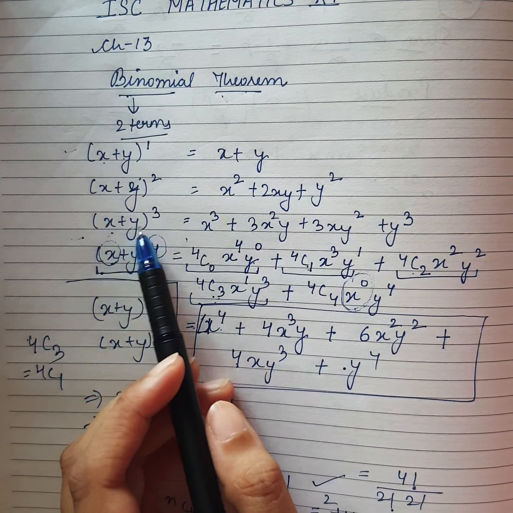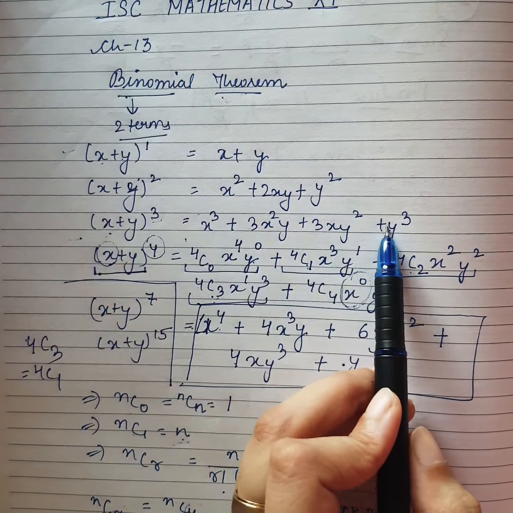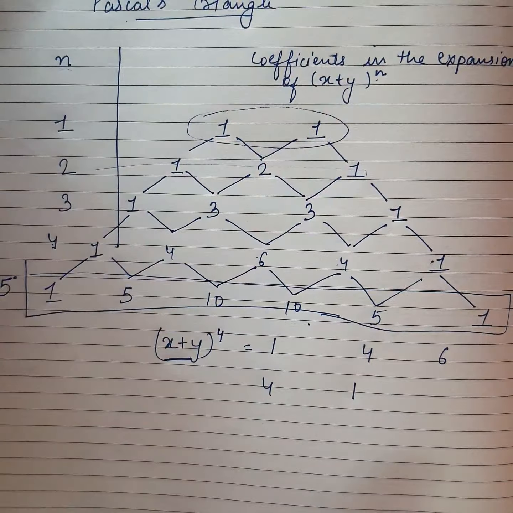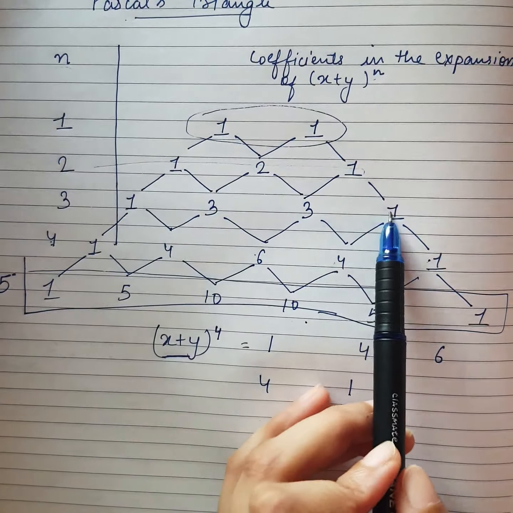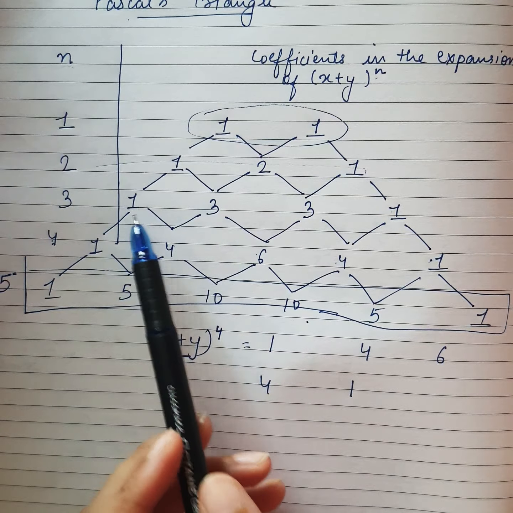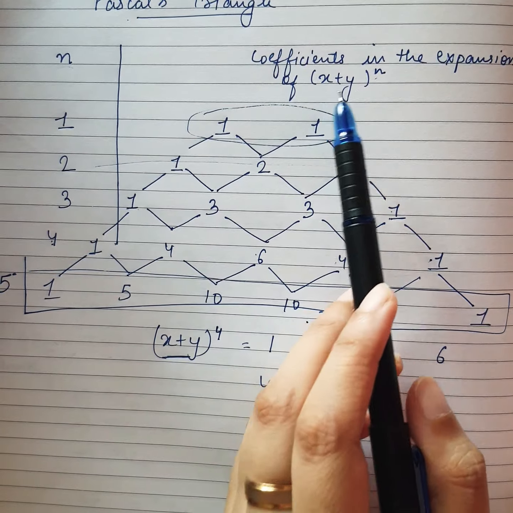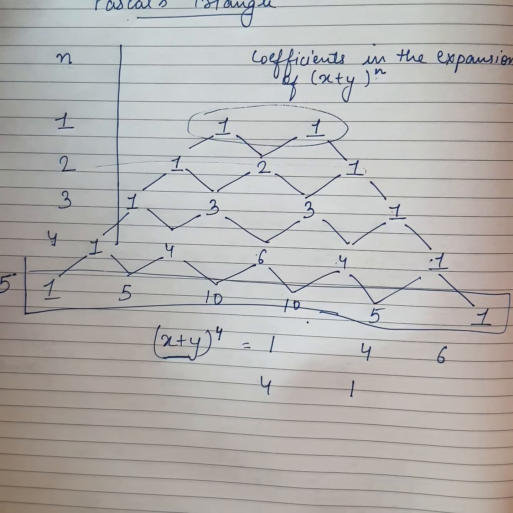Now let's check for x plus y whole cube. When n is 3, the coefficients should be 1 3 3 1. Let us see this. 1 3 3 1. So this Pascal triangle helps us to find the coefficients of expansion of that particular level.